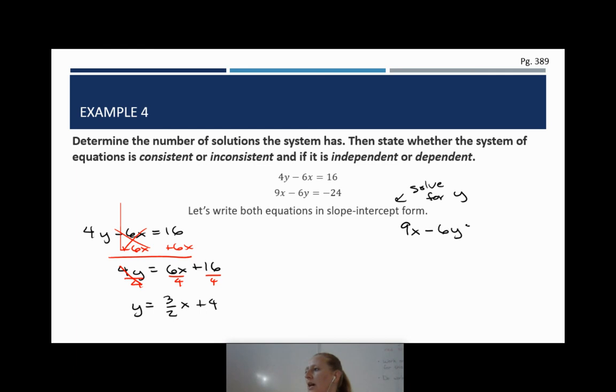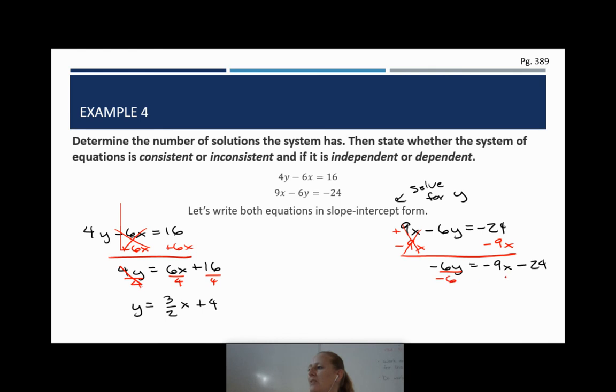9x minus 6y equals negative 24. Let's get the y alone. I want to get rid of the 9x. Please note that's a positive 9x, so I subtract 9x from both sides. And I have negative 6y equals negative 9x plus negative 24. Remember, with slope-intercept form, we like to have the x in front. It's just helping me find my slope. I don't like that the y is not alone. We should get the y alone.